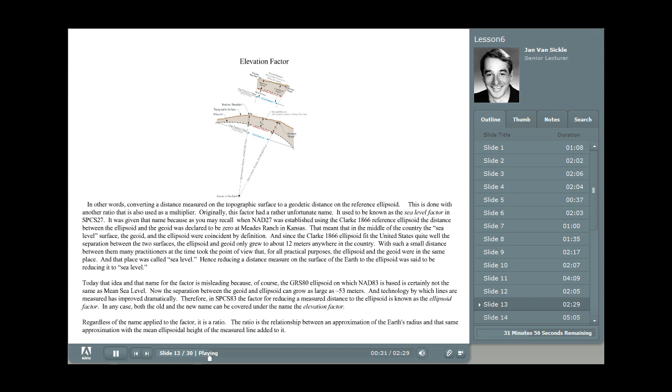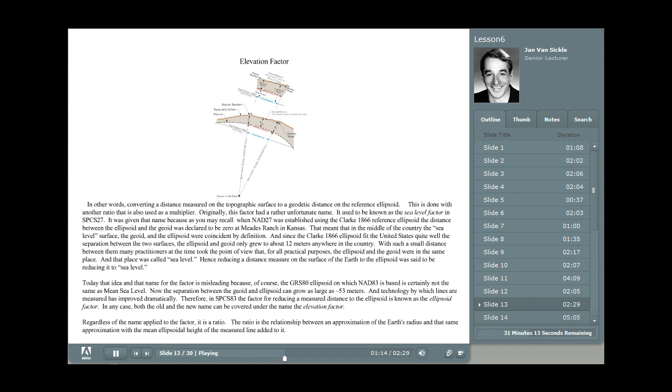It was given the name because, as you may recall, when NAD 27 was established using the Clark 1866 reference ellipsoid, the distance between the ellipsoid and the geoid was declared to be 0 at Meads Ranch. In other words, the idea was that there was no separation between the two at Meads Ranch. That meant that in the middle of the country, the sea level surface, the geoid, and the ellipsoid were coincident by definition. And since the Clark 1866 ellipsoid fit the U.S. quite well, the separation between the two surfaces, the ellipsoid and the geoid, only grew to about 12 meters anywhere in the country.